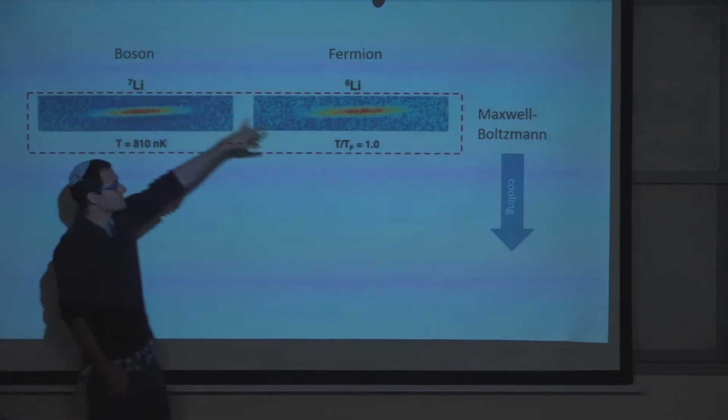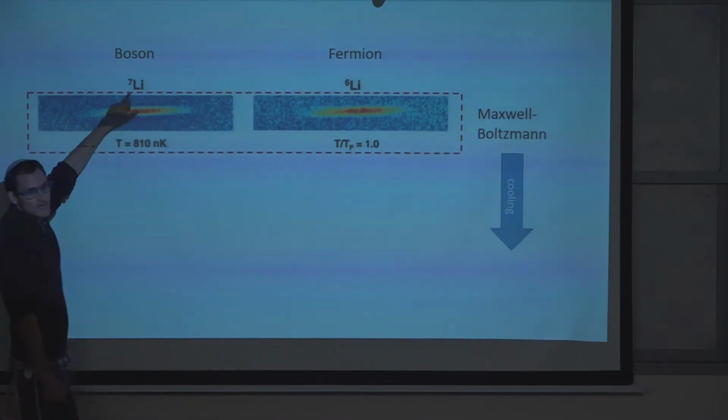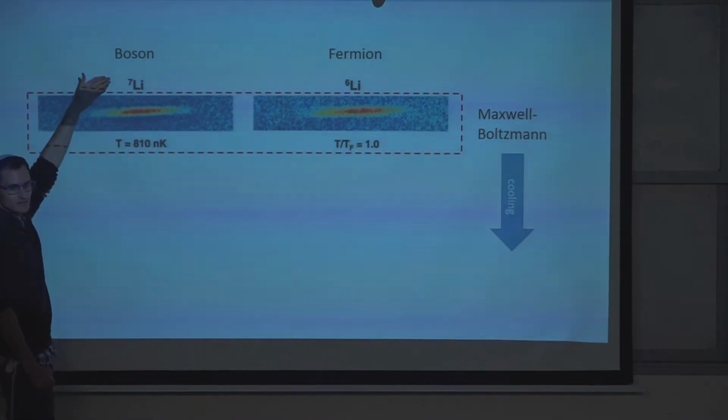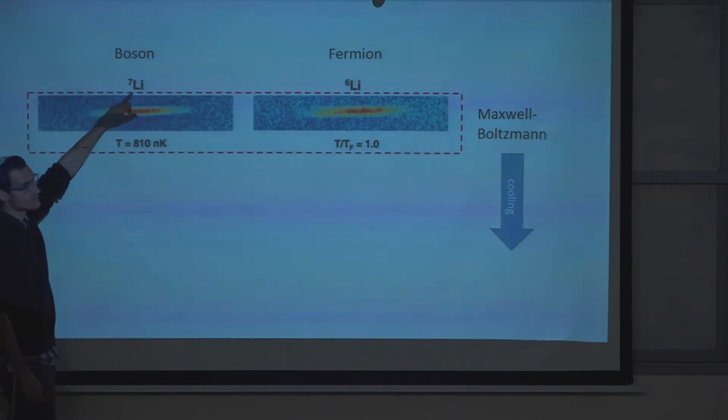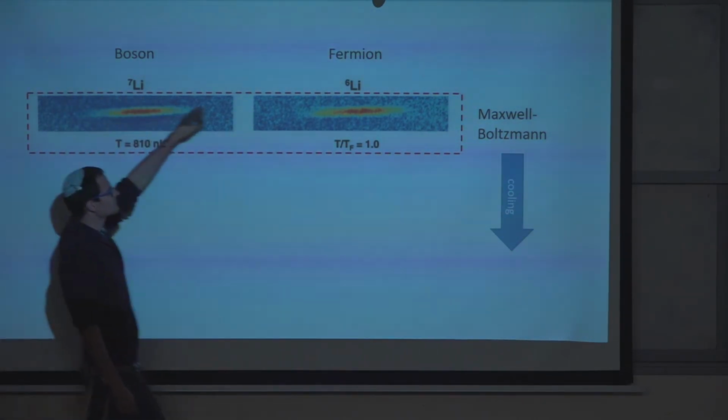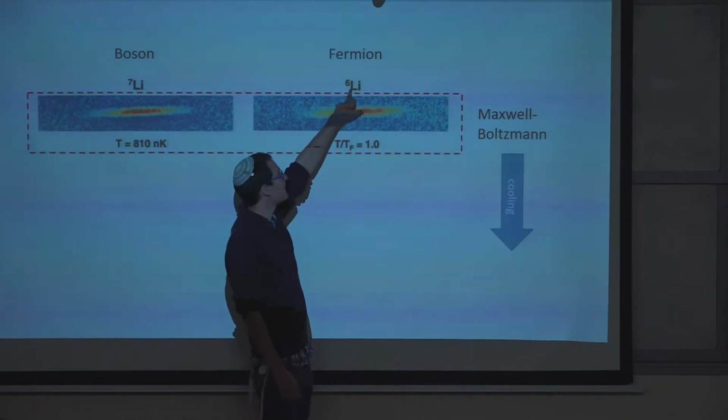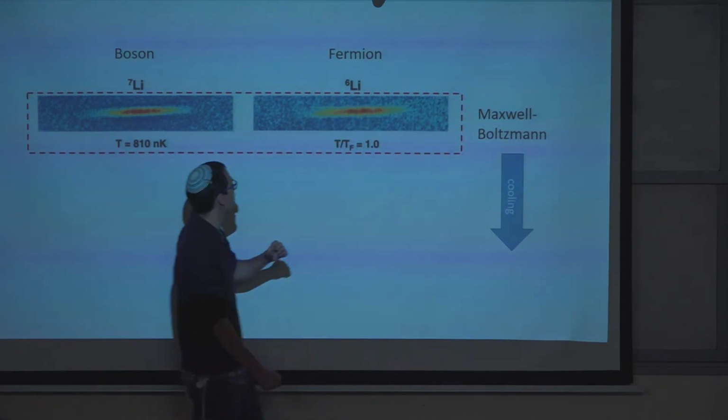Lithium-7, these are both lithium atoms, but lithium-7 is an isotope which is a boson. Just count the number of electrons and protons and neutrons. You'll find an even number, so they're bosons. In this case, you find an odd number, and that's why it is a fermion.